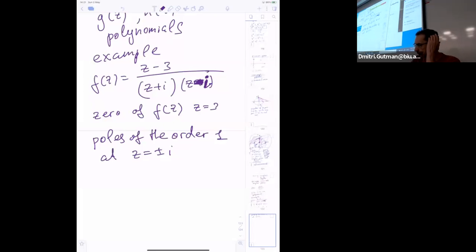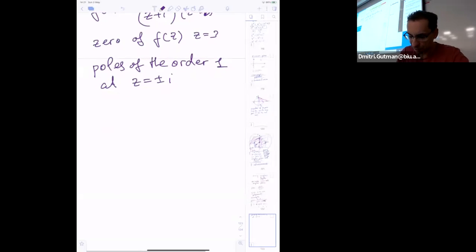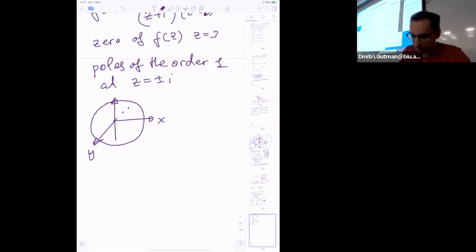Now, let us see what this function does for the points on the Riemann sphere. Just so now it's a Riemann sphere, not a complex plane.